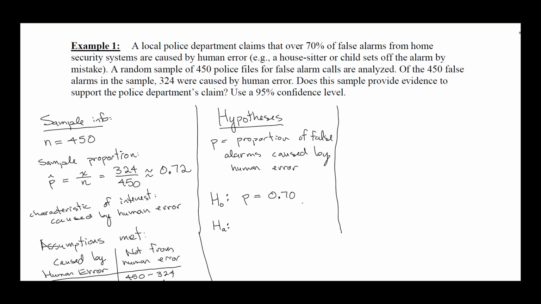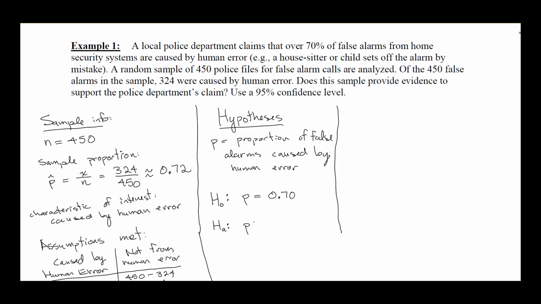Now that's not the claim of the police department, but that's the claim represented by the H0. Okay, in other words, that's a statement that's being tested. Remember, you're always going to have an equal sign for this one. And then for the alternative hypothesis, we're also going to have p.